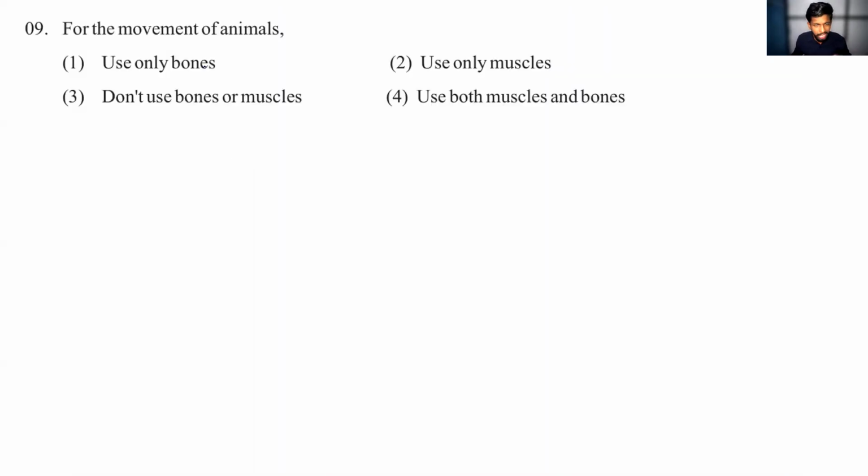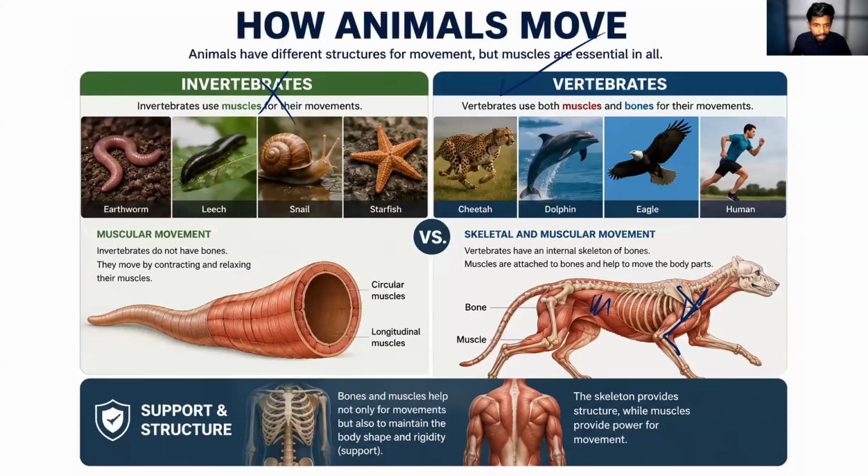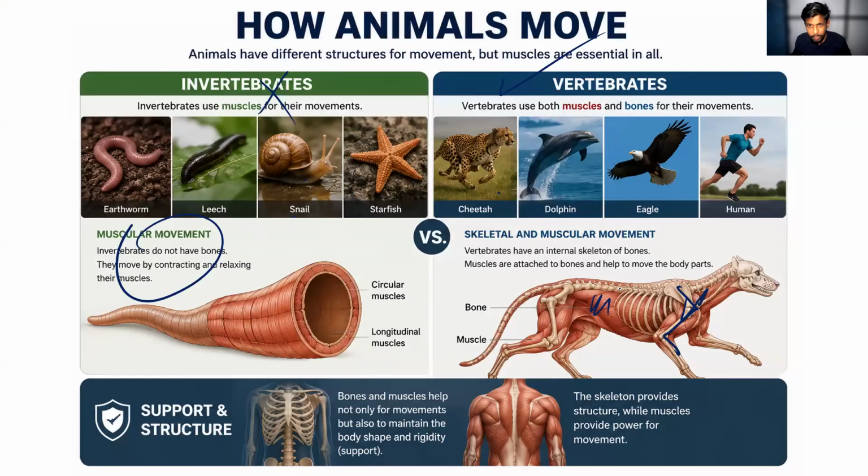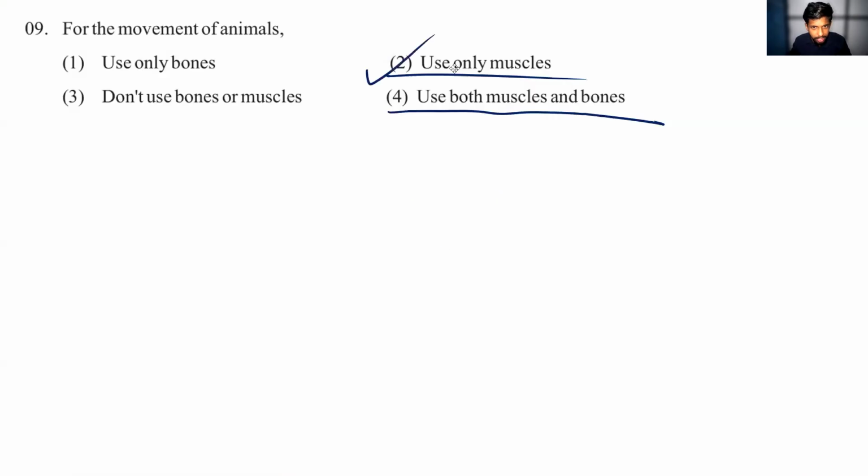But in this question, they haven't asked whether it is invertebrates or vertebrates. So you can put answer number 4 and also answer number 2. We have two answers, because invertebrates use only the muscles, and vertebrates, those who have bones, use the bones and the muscles. So there are two answers, the second option and the fourth option. Okay, very good, Hikma.